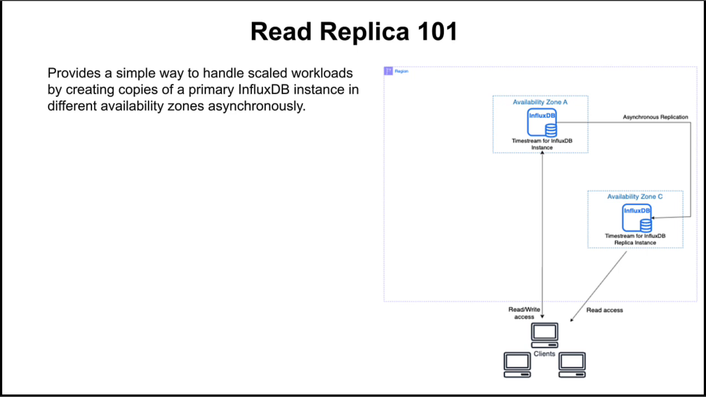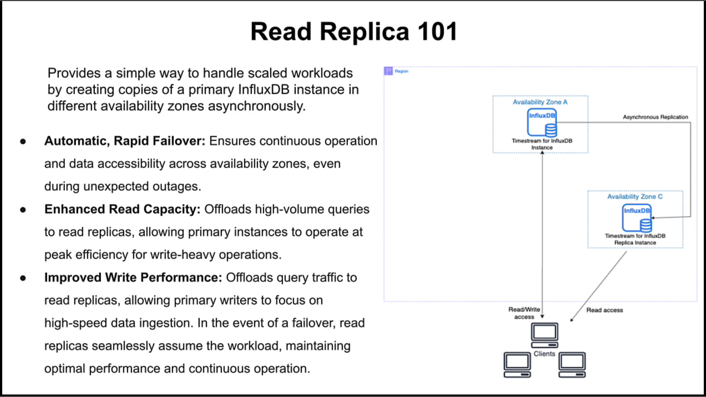the replica. This brings several benefits, such as automatic rapid failover. It ensures continuous operation and data accessibility across availability zone, even during unexpected outages, because you have a replica where you can read data from. It also improves read capacity. So for example, if you have high volume queries that are reading data, now you can point them to the replica and you can also point them to the primary instance. So you can split the traffic.